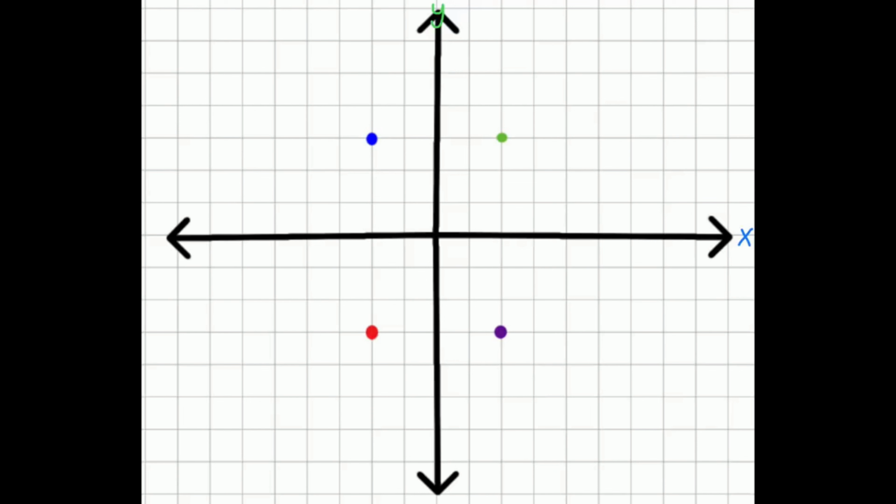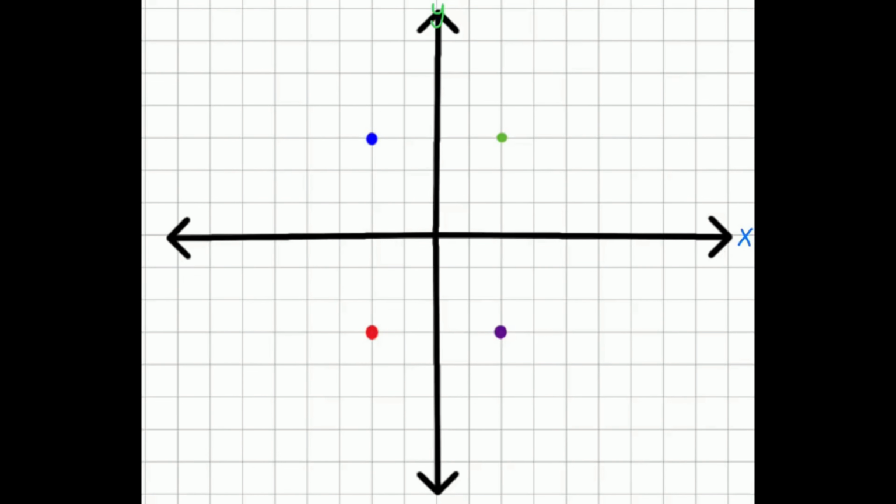Now look at the green point in the upper right-hand quadrant. I've started at the origin and I've moved 2 places to the right, and then I moved 3 places up. That would mean that the first coordinate was +2 and the second coordinate was +3.